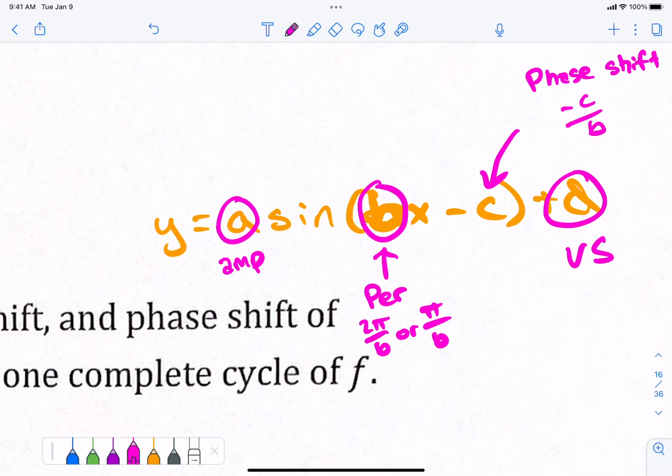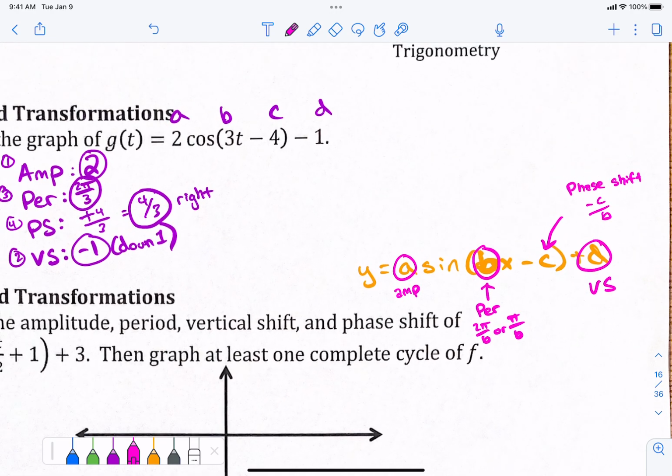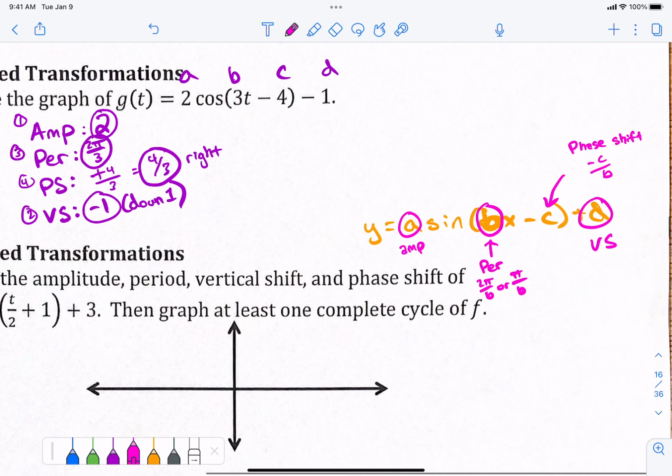Good? You ready for me to move? Wait, hold. Wait, hold. Okay. They want us to graph at least one cycle, one complete cycle. So one complete wave of this thing. Okay?